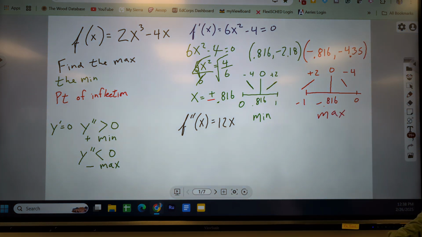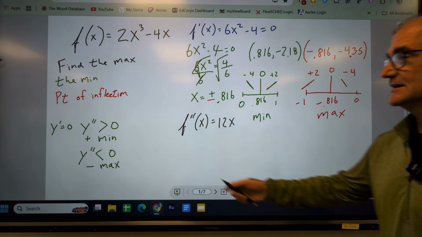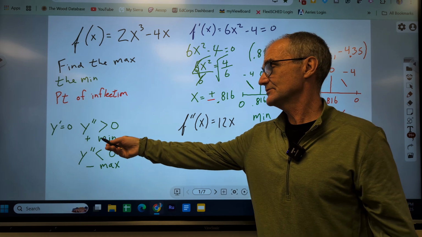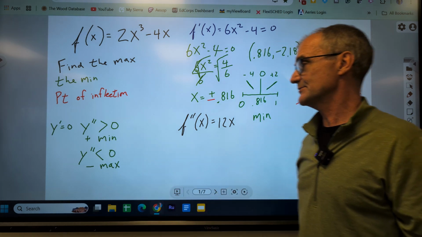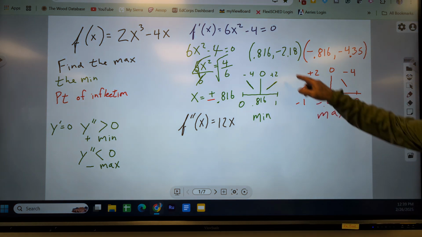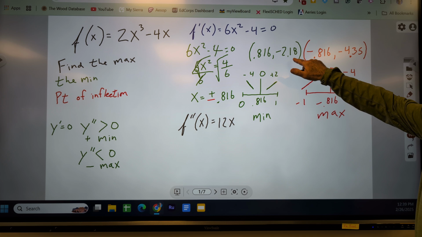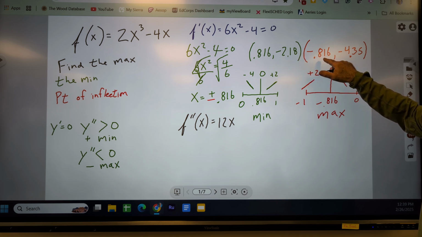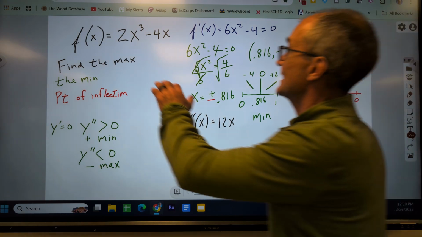So two ways to do it. One is a sign diagram. The second is to take the second derivative, plug it in. If it is greater than 0, if it is positive, it'll be a minimum. If it is negative, it'll be a maximum. So here are our two coordinates, 0.816 and negative 0.816, and the corresponding y values. Let's just see what all of this looks like graphically.